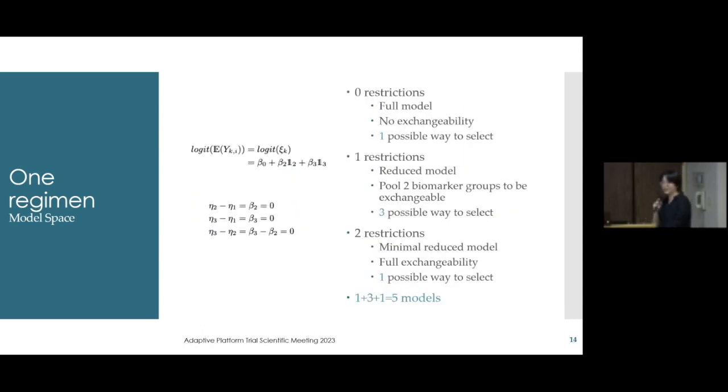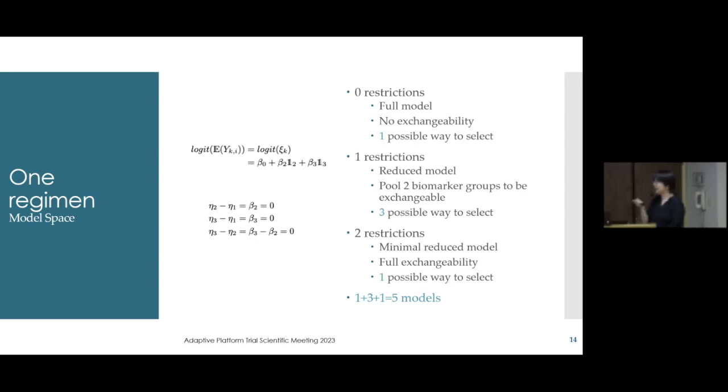So how do we parameterize that? We can add restrictions to the full model. So this is our full model, and these are the candidate restrictions. Say if we select 0 restrictions from that, this will be our full model, assuming no exchangeability, and we only have 1 possible way to select from that.